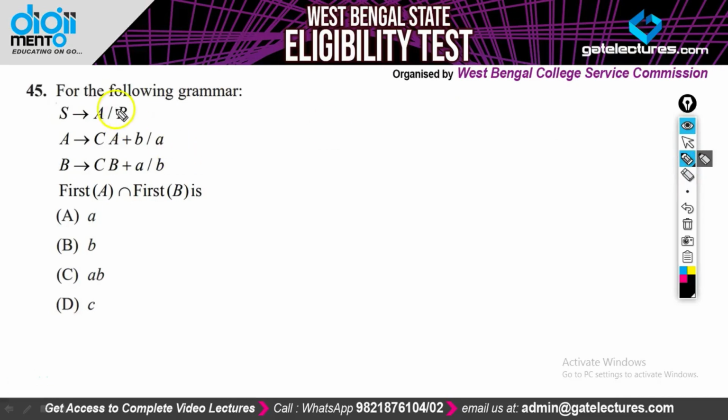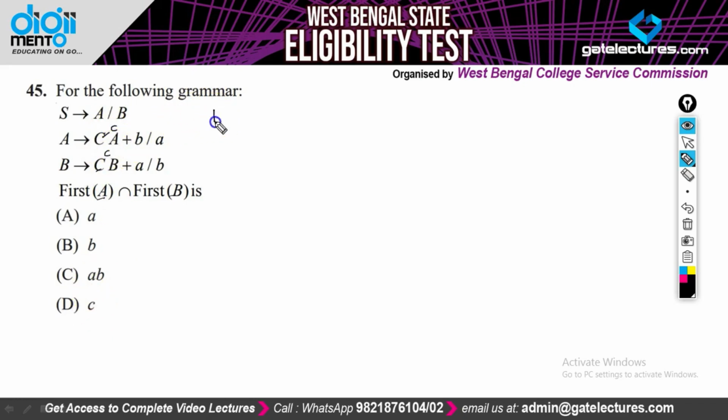So this is the question. In this they have given us a grammar, and then they have asked us to find the first of A and first of B, and then find the intersection between these two. In this question there is a slight mistake. Actually, in place of C they want to make it a terminal small c. So just correct it. This is small c, a terminal symbol, because it is in one of the options, and you will see why I'm saying this.